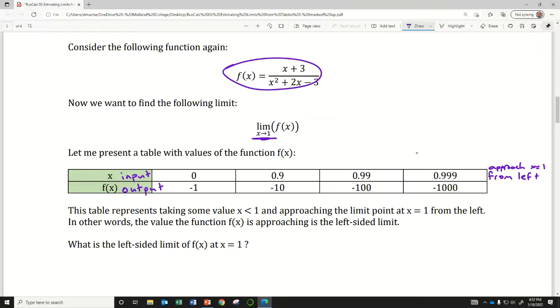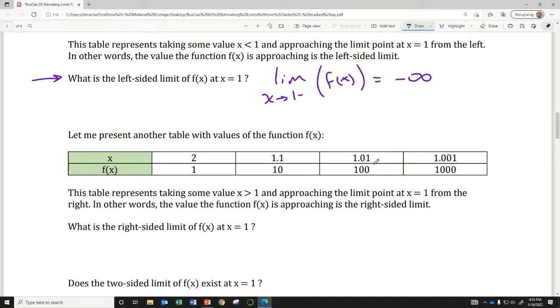And my output values are going -1, -10, -100, -1000, and in fact, it seems like these are approaching negative infinity because they're just getting larger and larger at a faster and faster rate, right? And so it seems like when I approach x equals 1 from the left, I'm approaching negative infinity. So when this question asks, what is the left-sided limit of our function at x equals 1, I would say that the limit as x approaches 1 from the left side of my function is negative infinity.